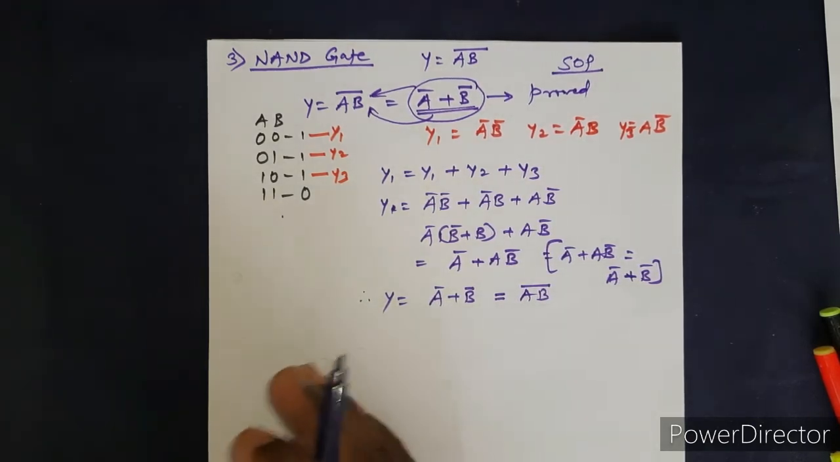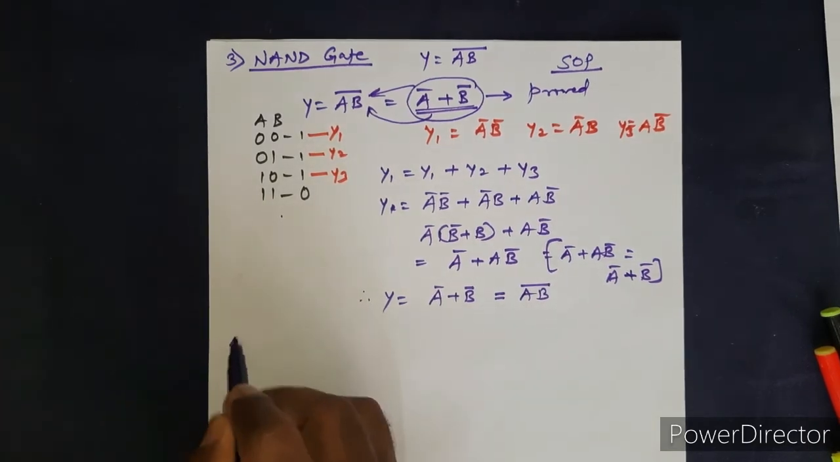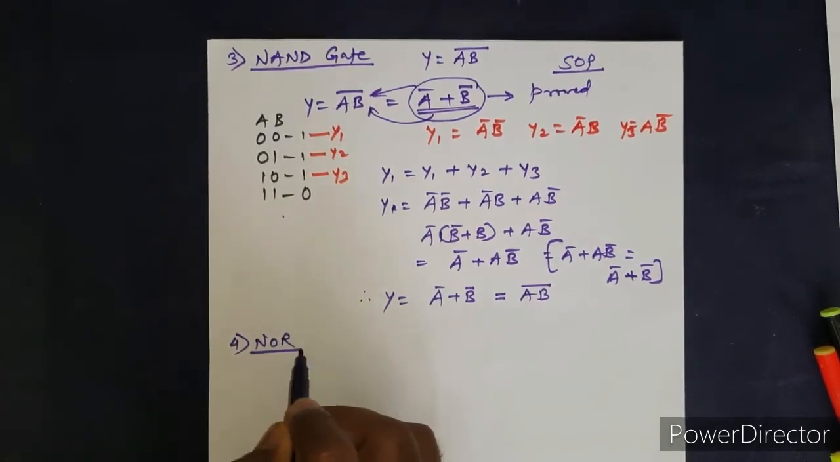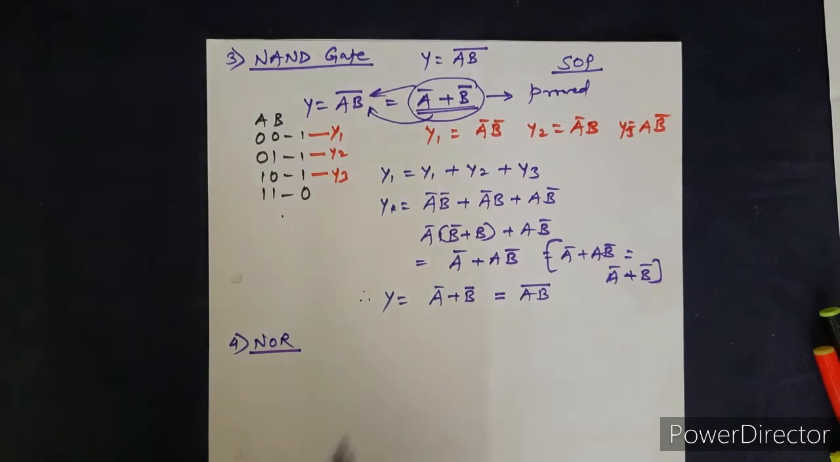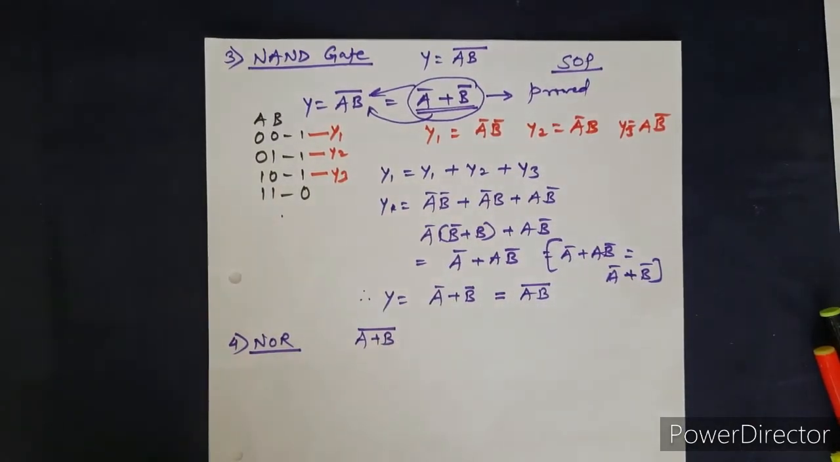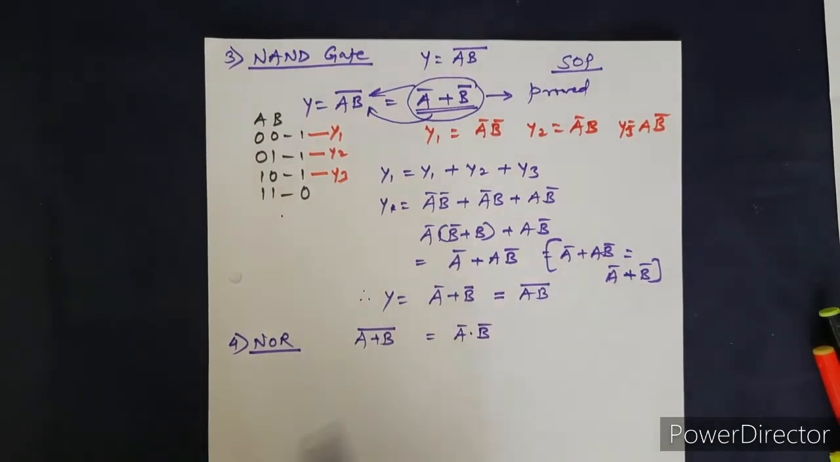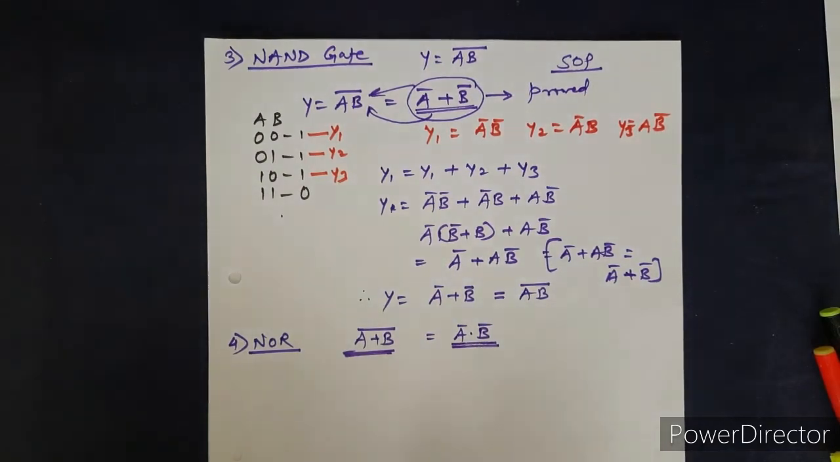Okay, so similarly you can go for different gates and try. You can go for NOR gate. Try for NOR gate. NOR gate equation is a plus b whole bar, which is equal to a bar dot b bar. So you may get your equation in this form or in this form.